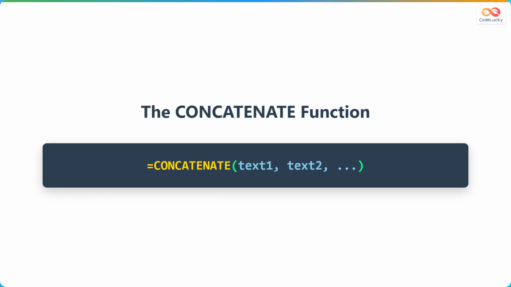The concatenate function is a built-in Excel function designed specifically for joining text strings together. The syntax is equals concatenate open parenthesis text1, text2, and so on close parenthesis. You can include as many text arguments as you need. Each text argument represents a cell reference or a text string enclosed in quotes that you want to combine.